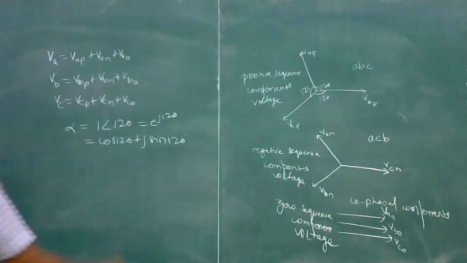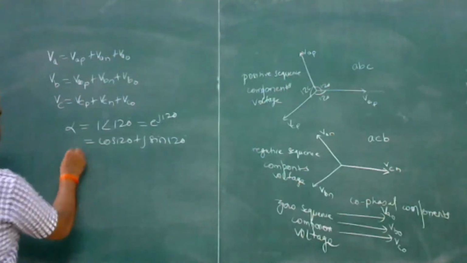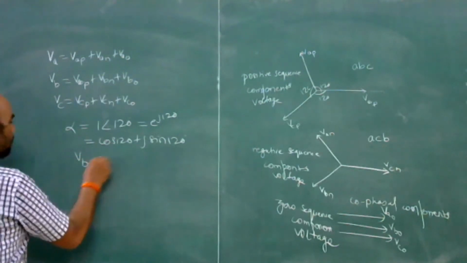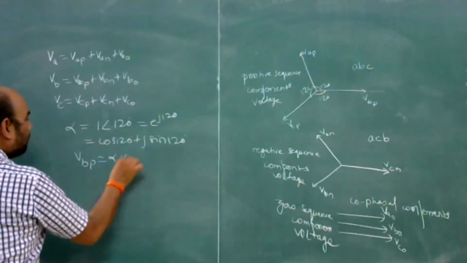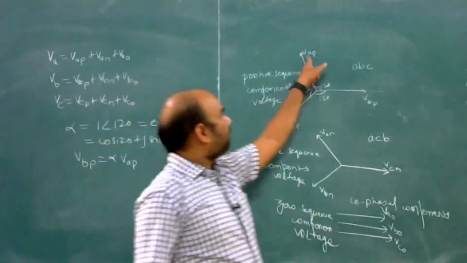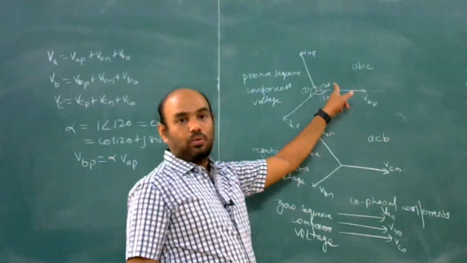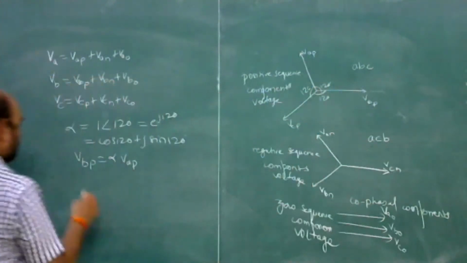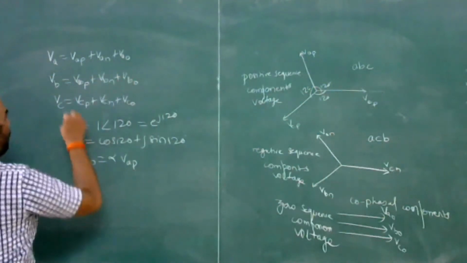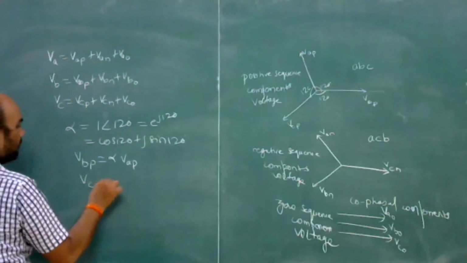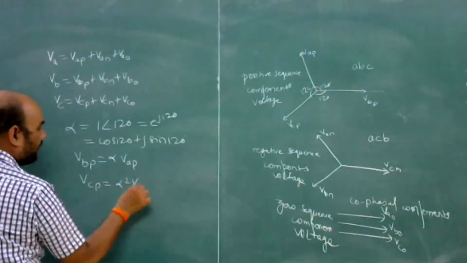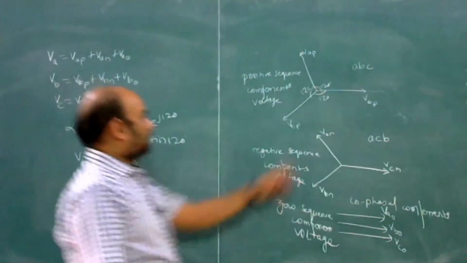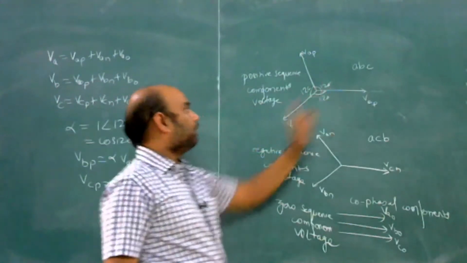So VB is equal to alpha times VA. Okay. So the angle between VA and VB is 120 degrees. Okay. And VC is equal to alpha square times VA. Okay. So the angle between them is 120 degrees.